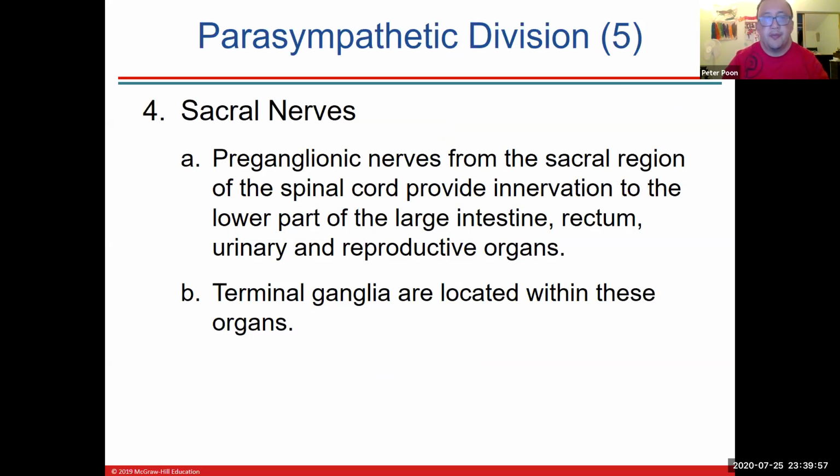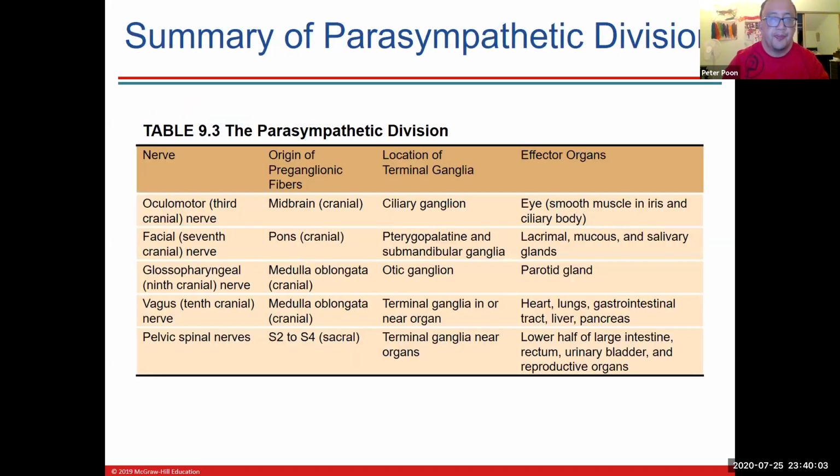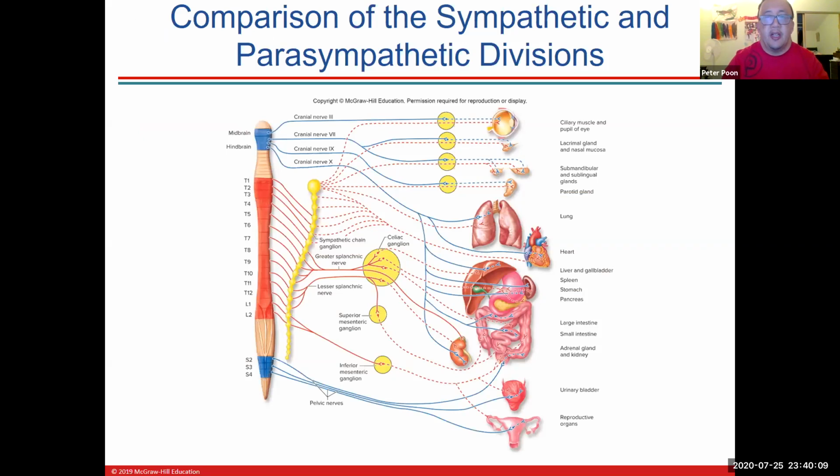Sacral nerves: lower part of the intestine, the rectum, the urinary and reproductive organs. So here you can see what the most important things are from the anatomy perspective. One, the location of where the nerves come out. Parasympathetic is literally called parasympathetic because it's around the sympathetic.